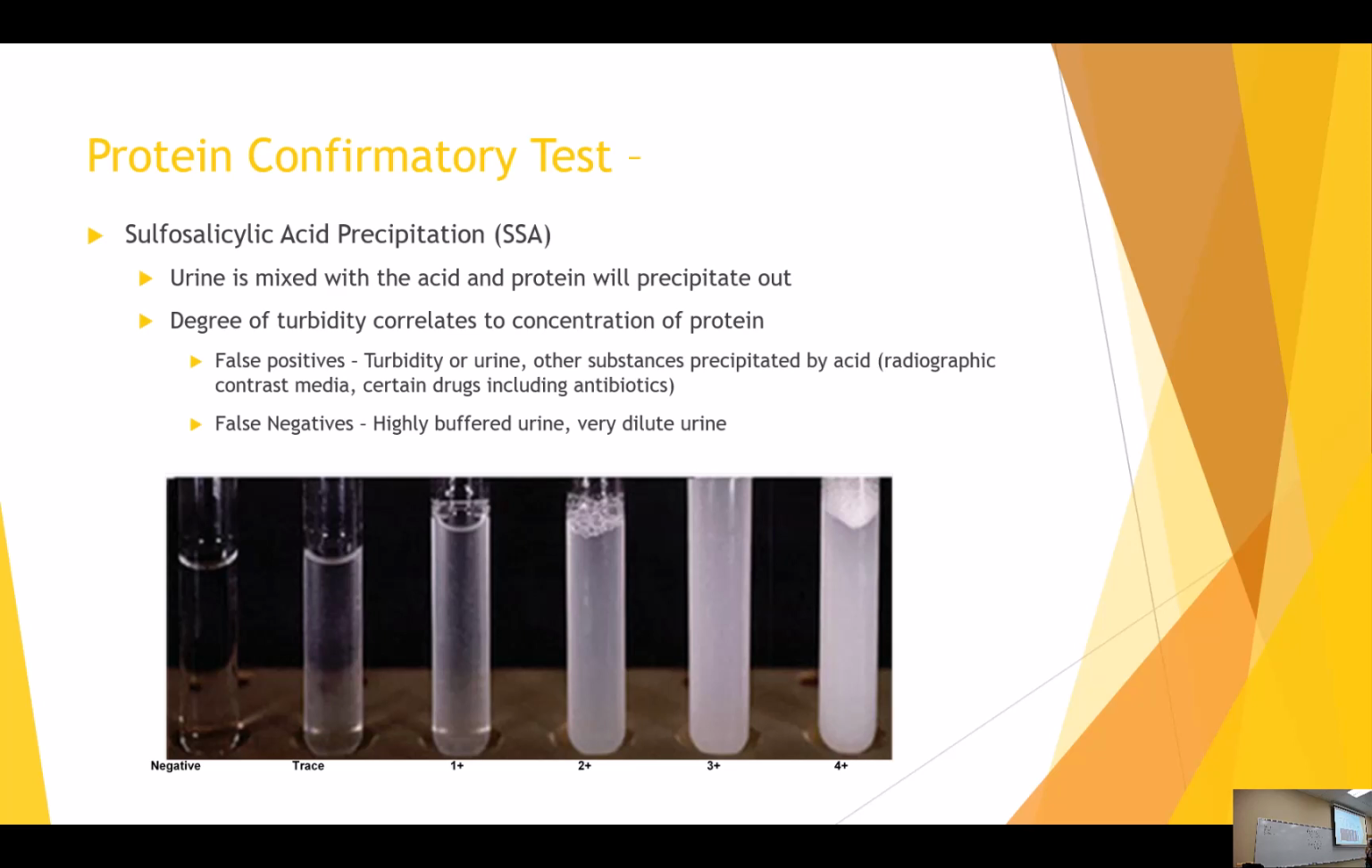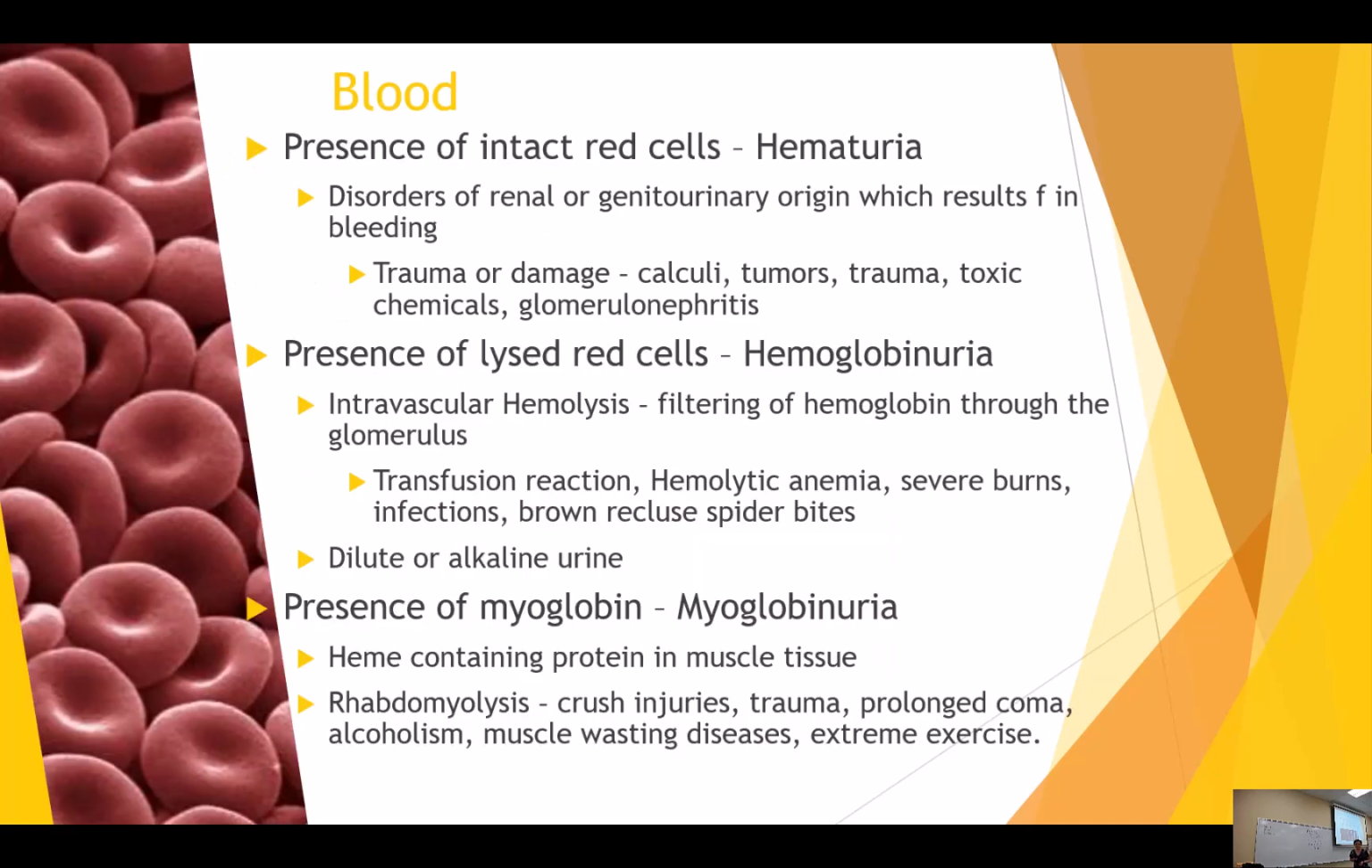Some false positives include turbidity of the urine before you start. So if you have a turbid urine to start, you definitely want to spin it down before you do this. Other substances can also get precipitated out by acid, primarily radio contrast media. That kind of stuff is really, really rough, and it causes a lot of interferences in the lab. False negatives: a very highly buffered urine and a very dilute urine. Again, the highly buffered urine is going to cause a false negative SSA, but it's going to cause a false positive strip. So it's important to pay attention to those as we do them.